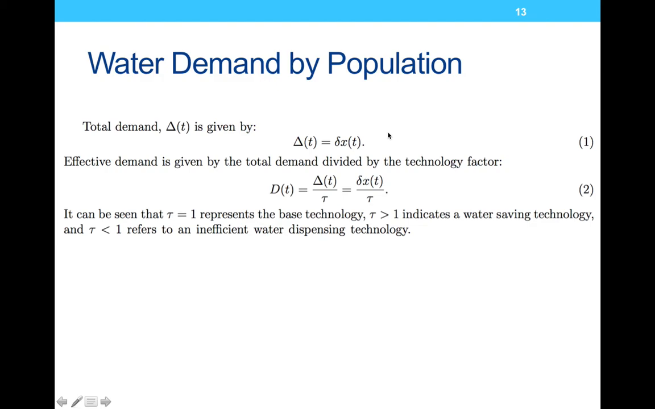Because different locations around the world may have the same demand per capita, but have different capabilities of using water because they have better or worse technologies depending on the situation, we introduced a technology factor tau. By dividing the demand by the technology factor, we obtain something we're calling the effective demand. The effective demand is a reflection not only of the demand per capita or the total demand, but also the technology factor. So that's how it's calculated: the effective demand is the demand per capita times the population divided by this technology factor.